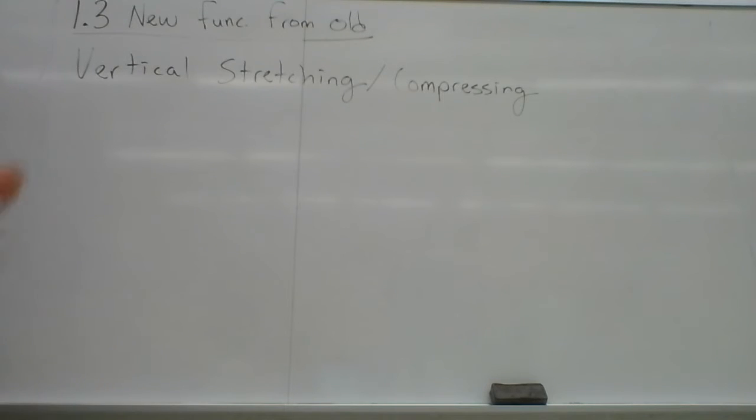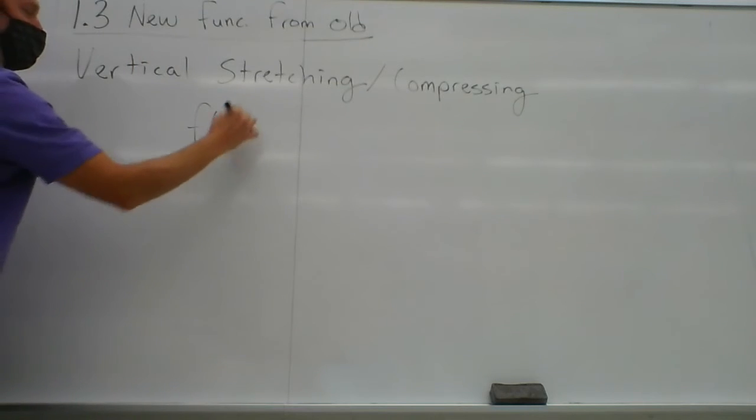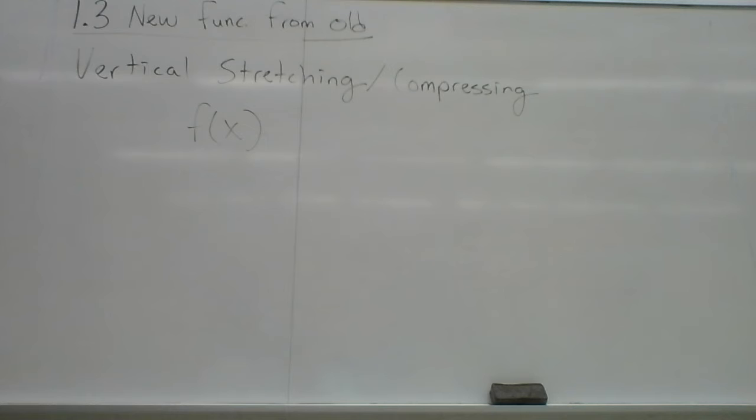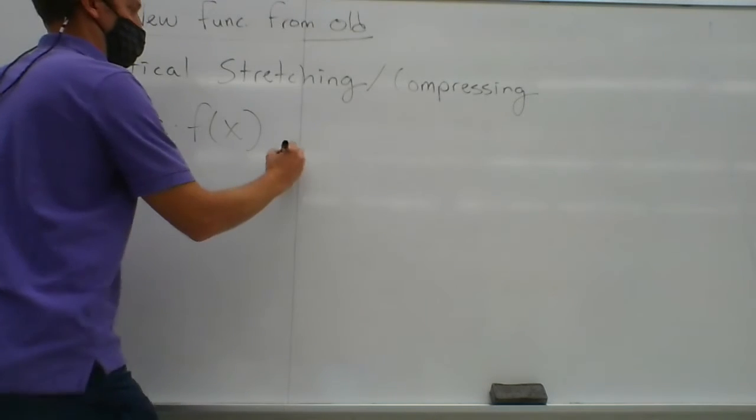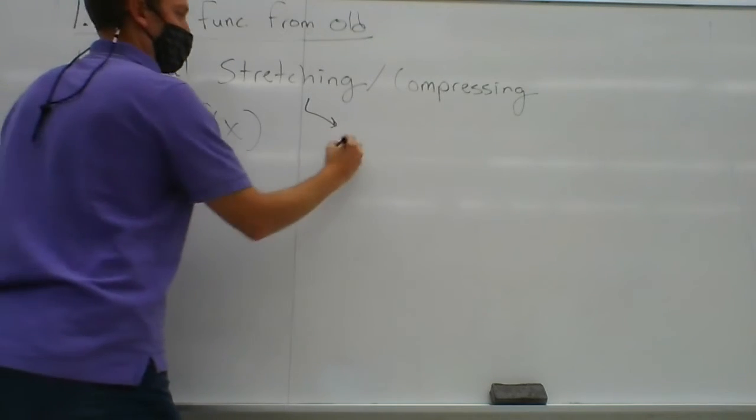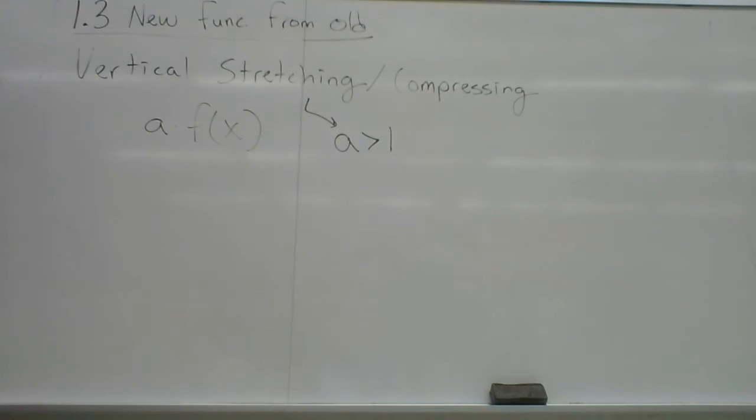How is this done? Vertical stretching and compressing takes the output of a function and then multiplies it by something. Now that something is stretching if A is bigger than 1. Which makes sense. When you multiply by something bigger than 1, things get bigger. So if you're taking the heights of your original function and multiplying by something bigger than 1, then the heights get higher. Correspondingly, in the negative direction, a negative number becomes more negative.